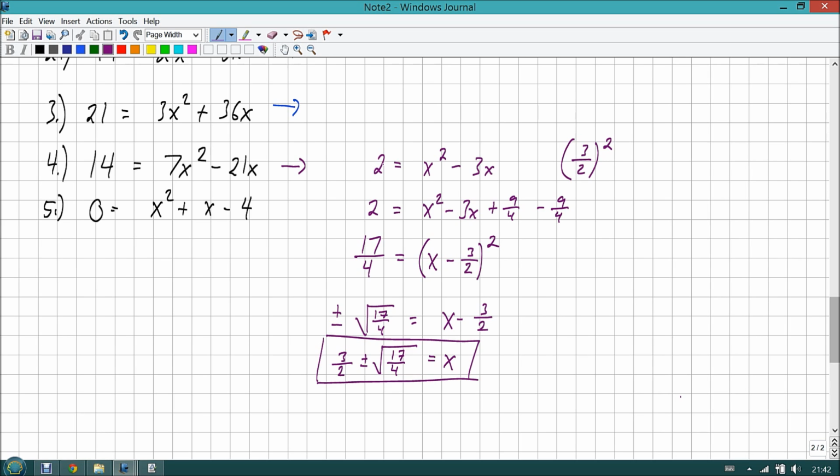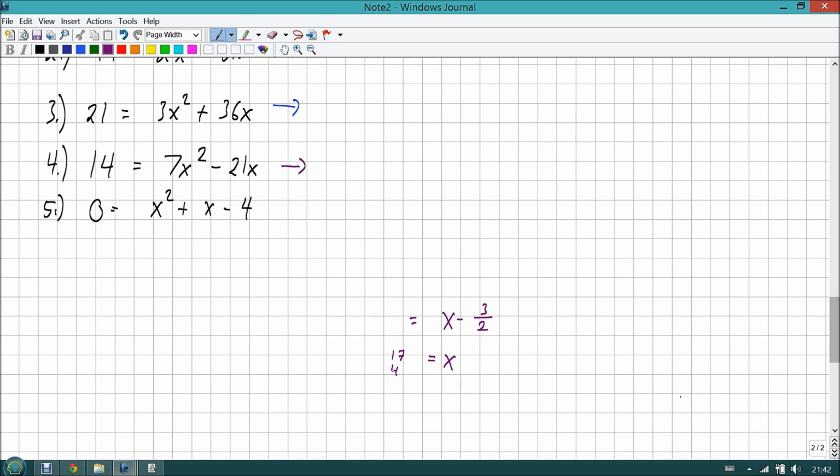Alright, time for the last one. Let's see if that squared thingy is still the b over 2 portion. I bet you it is. Could be mistaken, but I bet you it is. Let's find out. Let's do this one in red.